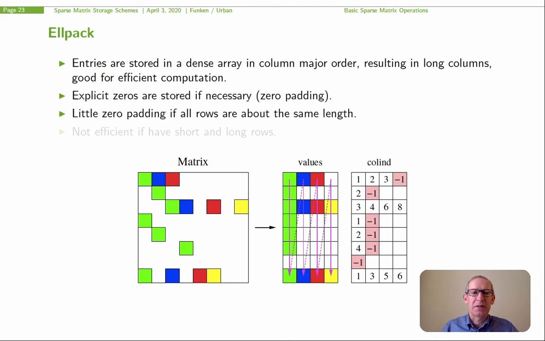Sorry, I missed this, and that's quite efficient if you have long rows and long vectors, but the row sizes, as you see already here, should not vary too much. So all rows should have the same size so that you get an efficient method.